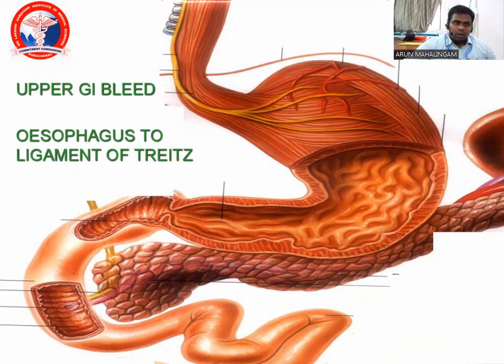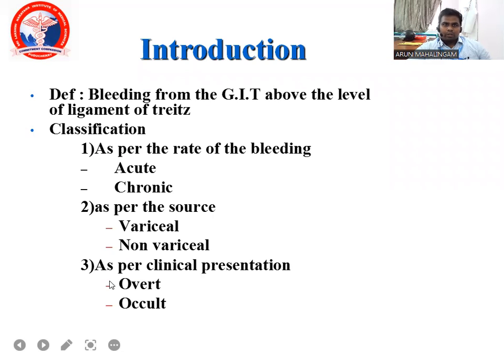Yeah, students, hello. For today, we'll be having a class on upper GI bleed. Upper GI bleed is defined as bleeding from the GIT above the level of the ligament of Treitz.